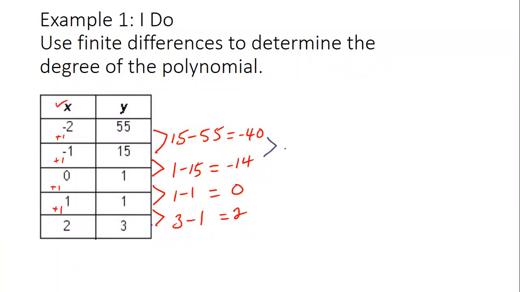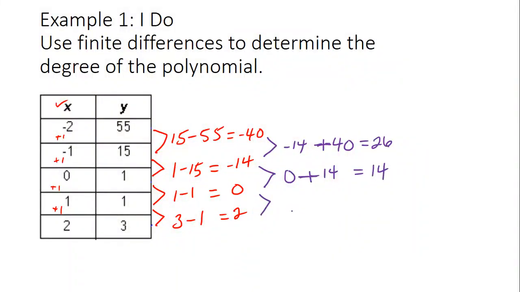So now we're doing negative 14 minus negative 40. Oh, okay. A negative times a negative is a positive. So technically this is negative 14 plus 40, which is 26. Okay, now we have 0 minus negative 14. A negative times a negative is a positive, so it's actually 14.